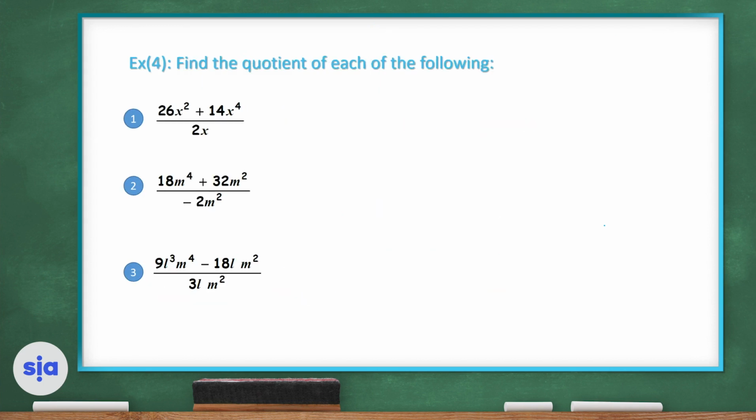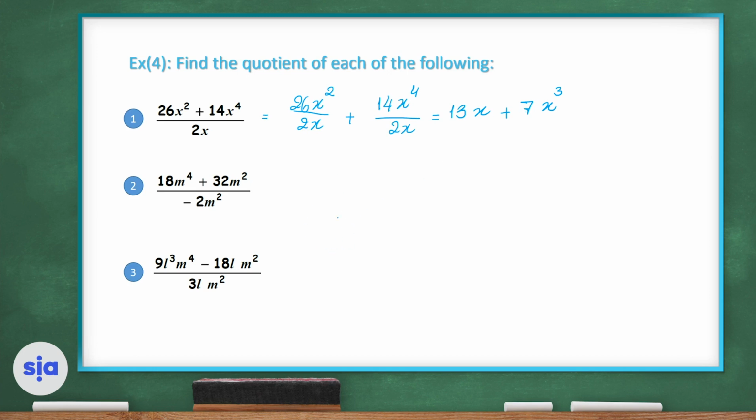Let's go now to exercise number 4. Find the quotient of each of the following. How can we do this one? It's 26x squared divided by 2x plus 14x power 4 divided by 2x. 26 over 2, that's 13. X squared over x is x. Plus 14 divided by 2 is 7. X power 4 over x is x power 3.